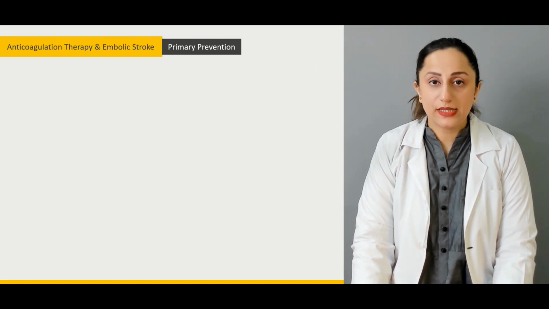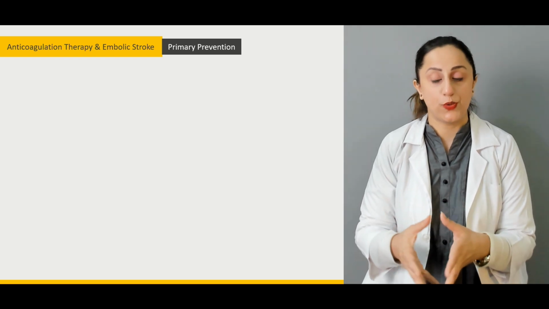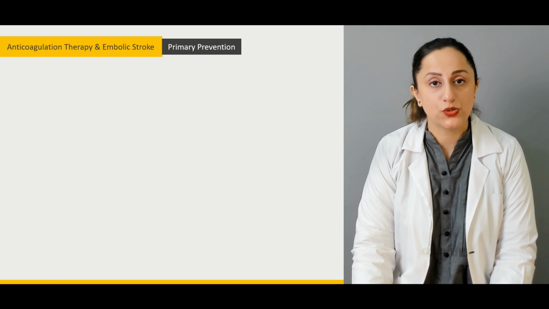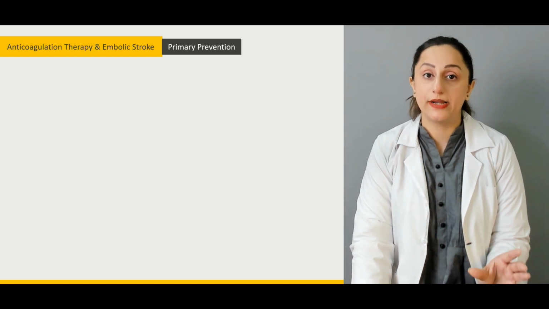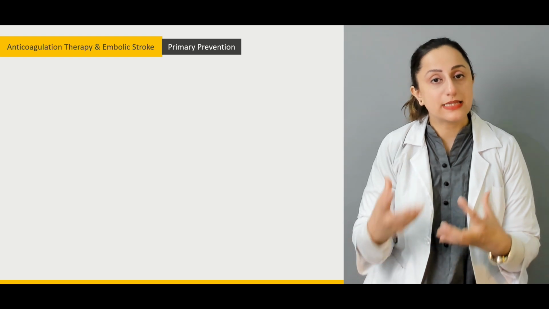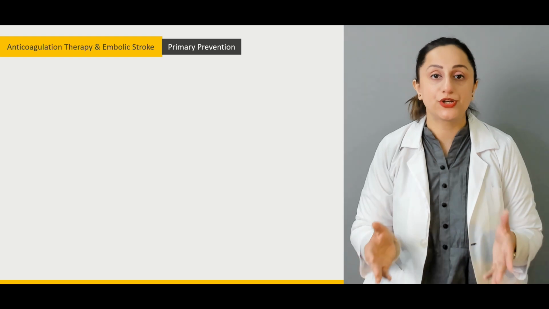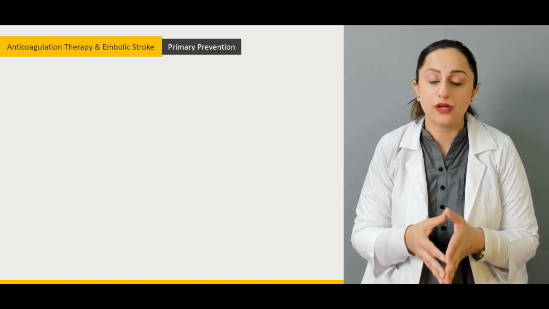The anticoagulation therapy, and how it is associated with embolic stroke. Primary prevention is needed even here. Whenever we use the term embolic stroke, it refers to the phenomenon that an embolus has traveled from the peripheral circulation towards the circulation of the brain.